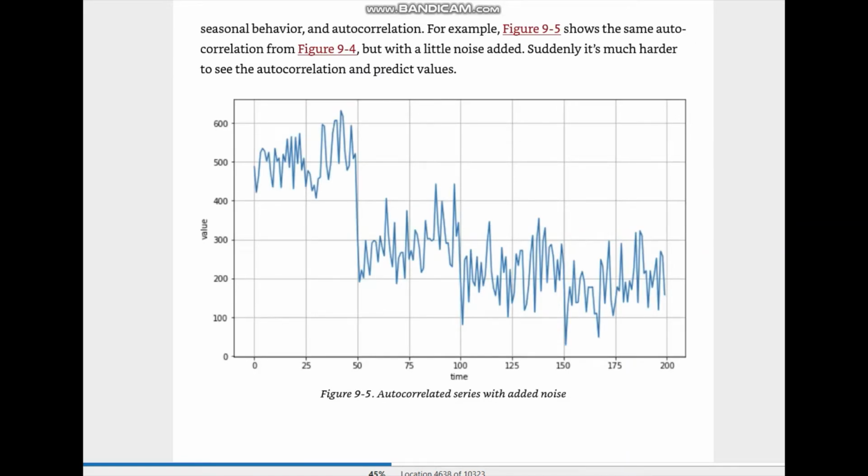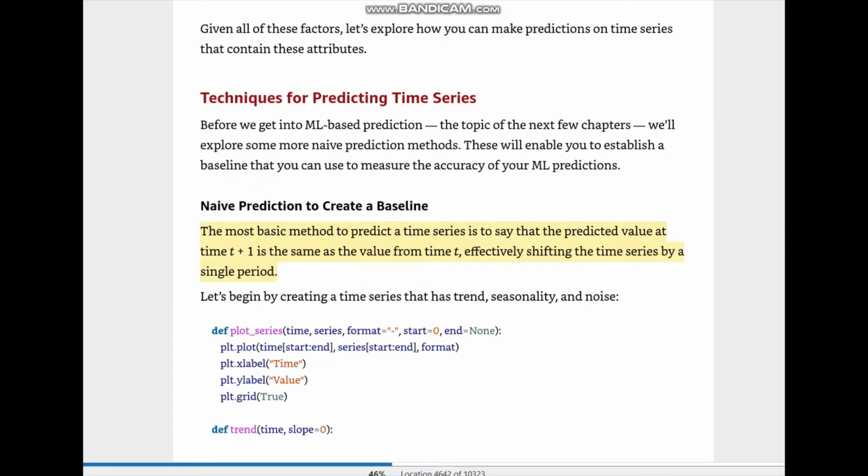So let's add some noise to our previous data, that autocorrelated series, and you can see the noise that's added from time step 50 to 200. There is some kind of change: the steep drop that we were experiencing earlier has somewhat vanished, right? So autocorrelation becomes harder to see when we add noise to our data.